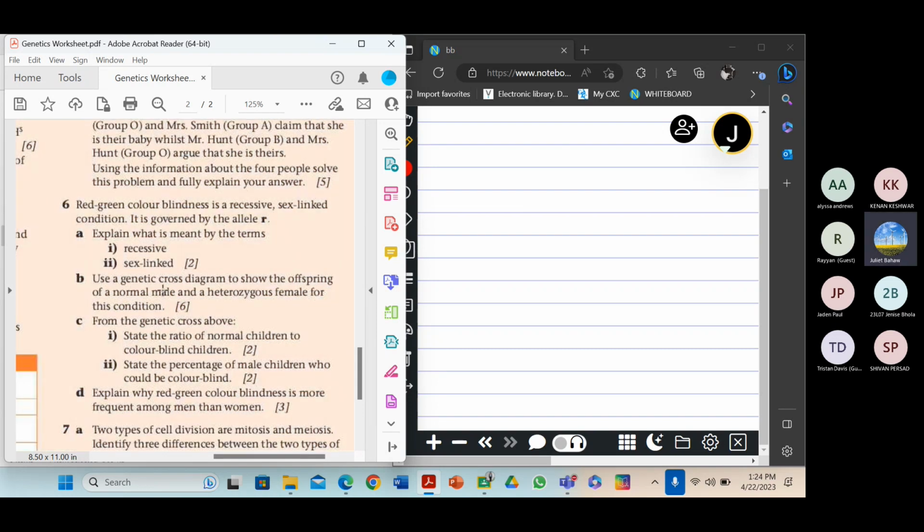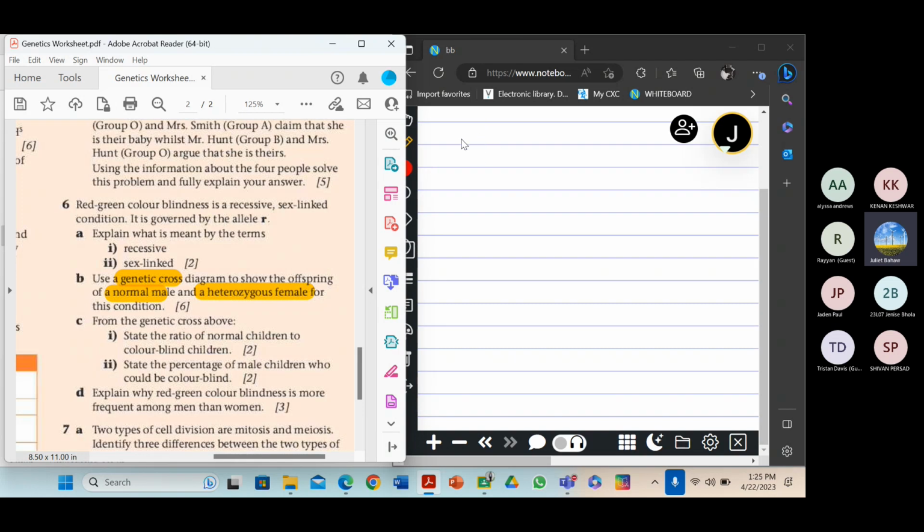Use a genetic cross diagram. So this alone is telling you how to use a test cross. Right, they specify here to show the offspring of a normal male and a heterozygous female for this condition. So let's start with the first step.